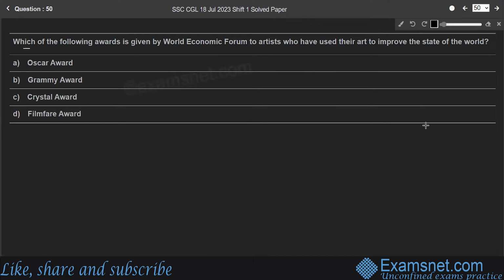Question 50. Which of the following awards is given by the World Economic Forum to artists who have used their art to improve the state of the world? Here, option C, Crystal Award. The Crystal Award is given by the World Economic Forum to artists who have used their art to improve the state of the world. The Crystal Awards celebrate the achievements of leading artists and cultural figures whose leadership inspires inclusive and sustainable change. Therefore, option C is the right answer.